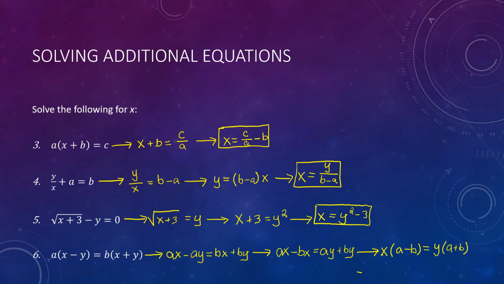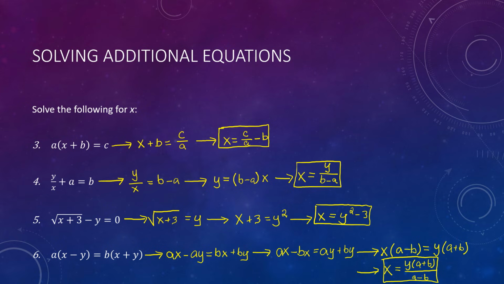I'll write this down in the bottom here. We need x on its own. It's being multiplied by the quantity a minus b. So let's divide that to the other side. X is equal to y times a plus b divided by a minus b. So this would work as your solution. We have got x on its own in terms of y.